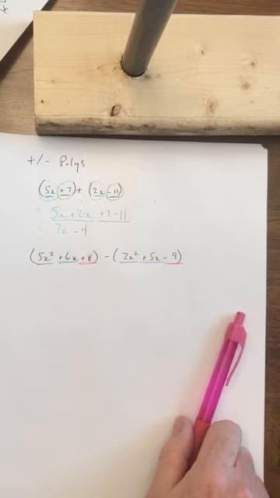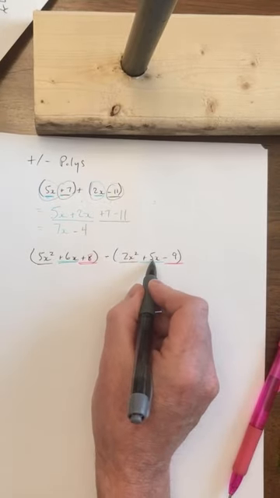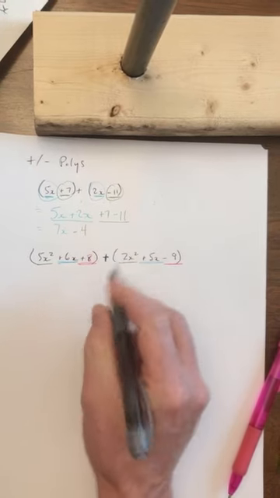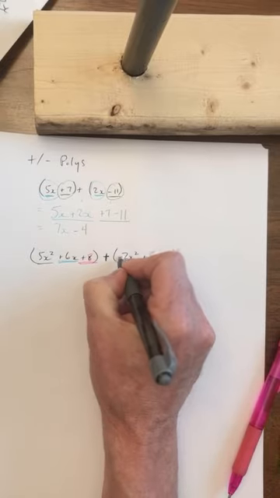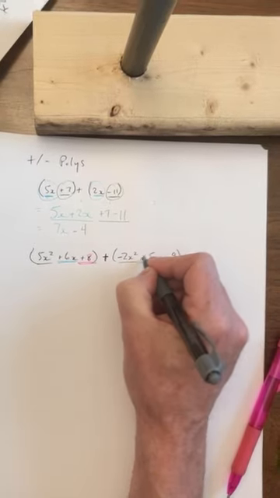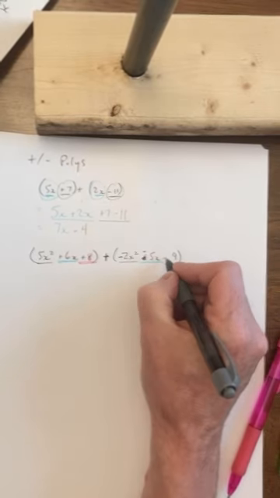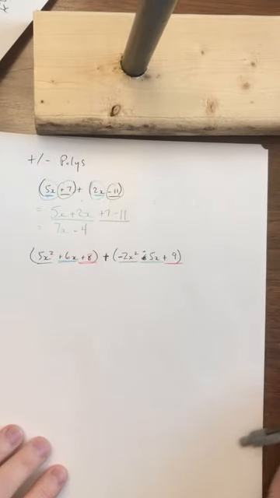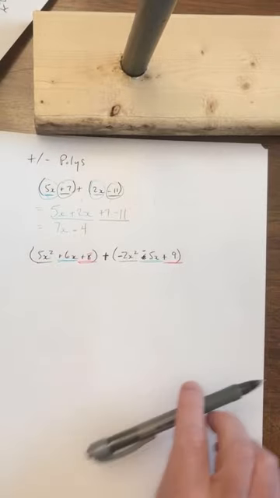So in this case, what I'm going to do is I'm going to come back, and instead of subtracting this bowl of fruit, I'm going to add in the opposite. So I'm going to add in the opposite of all this. The opposite of 2x squared is minus 2x squared. The opposite of plus 5x's is minus 5x's. And the opposite of minus 9 is plus 9. And so now we can do this question. It's exactly the same as this one.